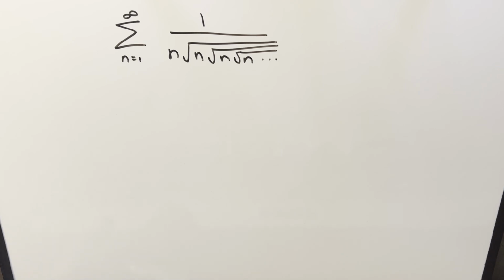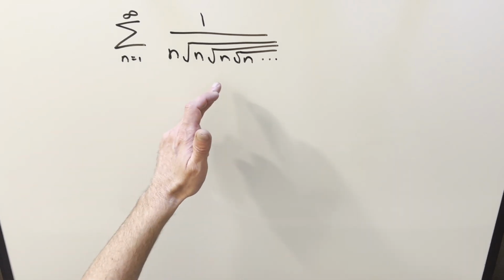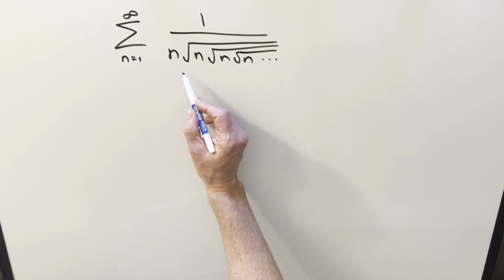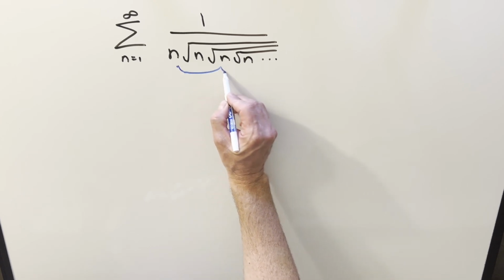Okay, we have a kind of a fun series problem today. We've got the sum from n equals 1 to infinity of 1 over n times this nested radical of n square root of n onto infinity. So to get started with it, the first thing I really need to deal with is this nested radical situation. It's kind of hard to deal with in this form right here.